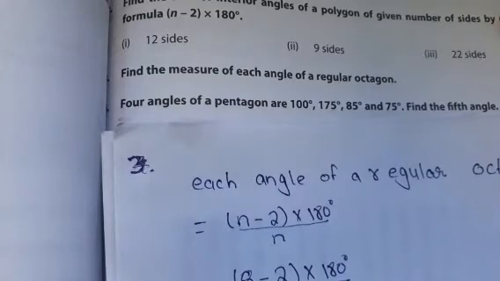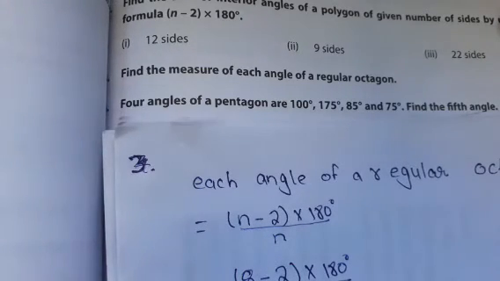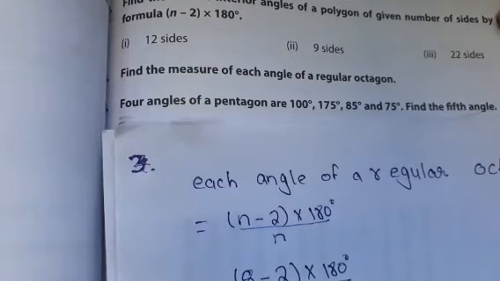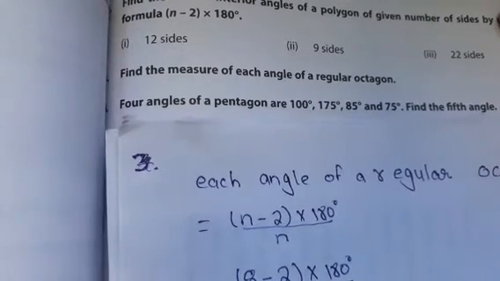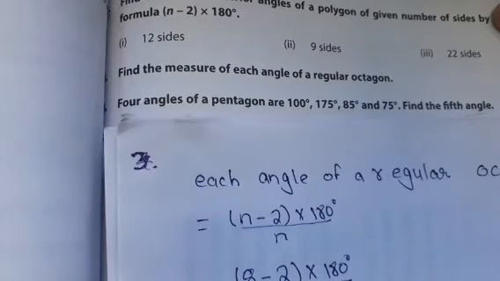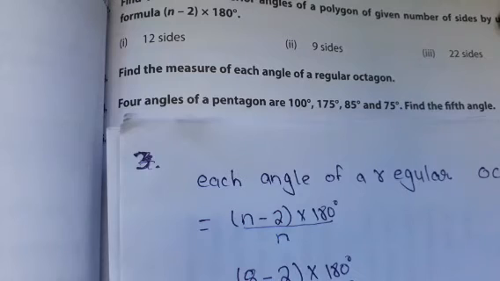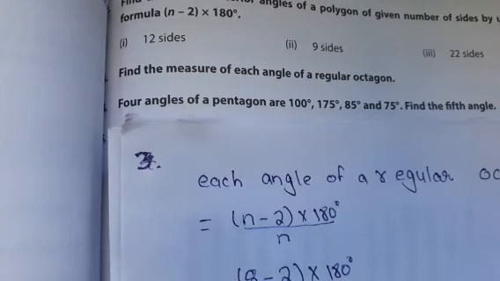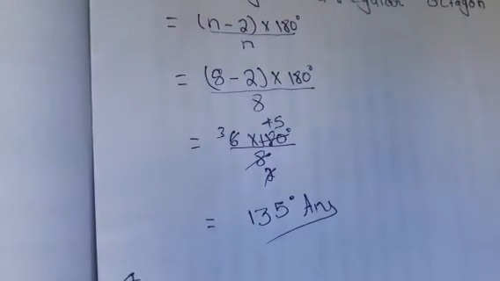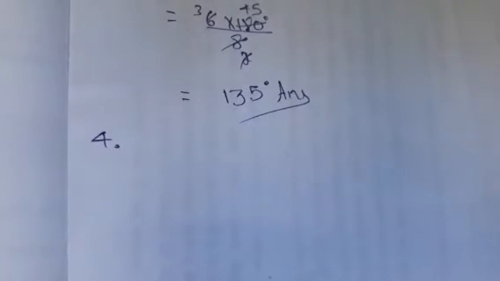Now comes the fourth question. What is the fourth question? 4 angles of a pentagon are given and the fifth angle is to be found. As we know that the sum of the interior angles of a pentagon is 540 degree. And here it is not only to be written, we have to show by using the formula how 540 degree is the sum of the interior angles of a pentagon.